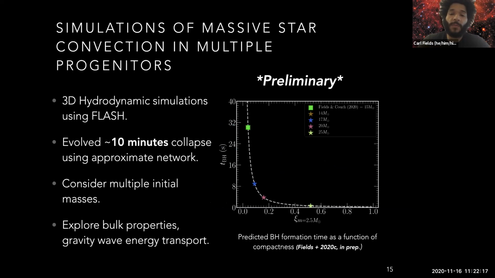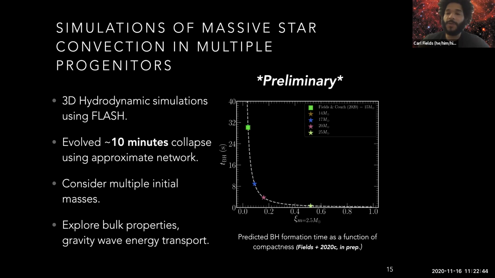In addition to that, when choosing our next models for this next study, we wanted a handful of 3D simulations. We wanted to evolve them longer, 10 minutes here, to capture more convective turnover times. We wanted different initial masses, but also a range of what's called compactness, which is effectively a measure of the depth of the gravitational potential.